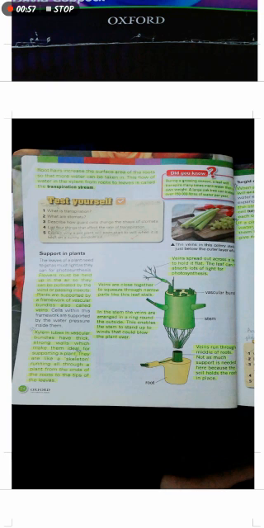Plants are supported by a framework of vascular bundles, also called veins. How do plants get support? They get support from the vascular bundles. And what are vascular bundles? I told you in the previous lecture that when xylem and phloem tissues are grouped together, they form vascular bundles. Cells within this framework are supported by the water pressure inside them.